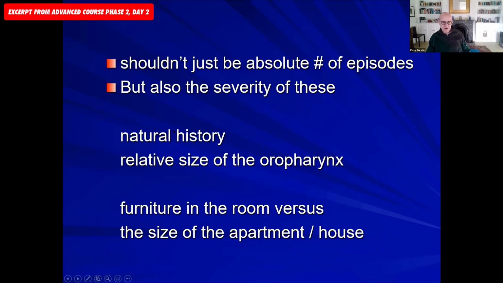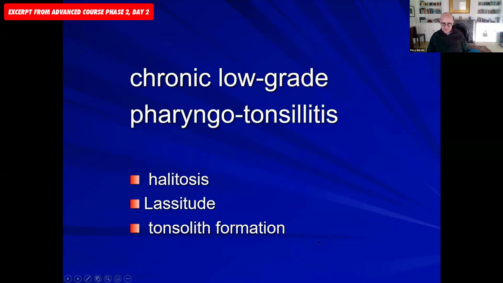So I think that you need to look at severity as well as the number of attacks. I think we need to look at what I call the natural history. In other words, how is this transpiring over the years, if you've got that length of time to look back and reflect on. And you also want to be looking at not only the size of the tonsil, but the relative size of the oropharynx. I think the analogy I often use is the furniture in the room versus the size of the apartment and the house.